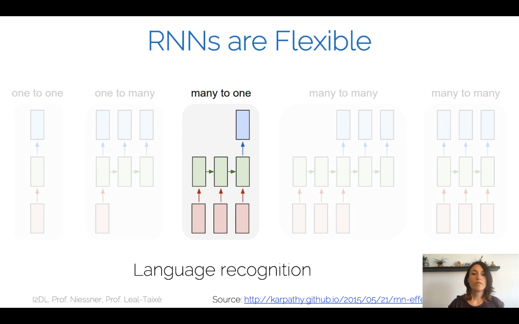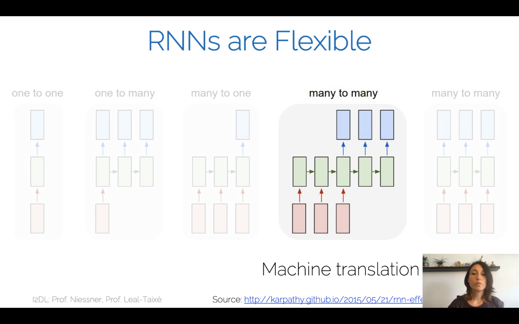But we can also have a many-to-one mapping, so having a sequence as input, as we have down here, with only one output. This would be the case for language recognition. You input a series of sentences and you get as output the language in which these sentences are written. But of course, with recurrent neural networks, we can also do many-to-many mapping, as is the case for machine translation, where both the input sentence in one language and the output sentence in another language are sequences of words.